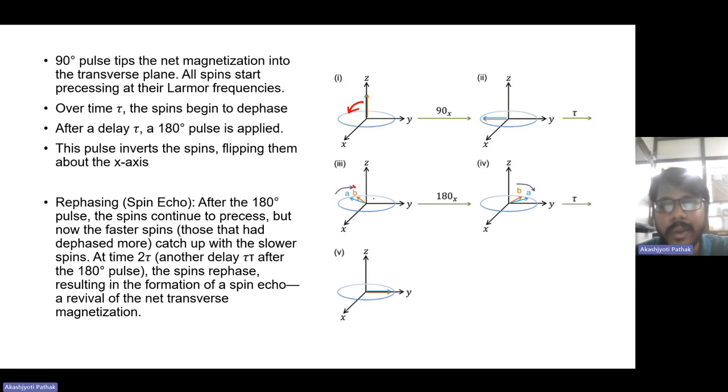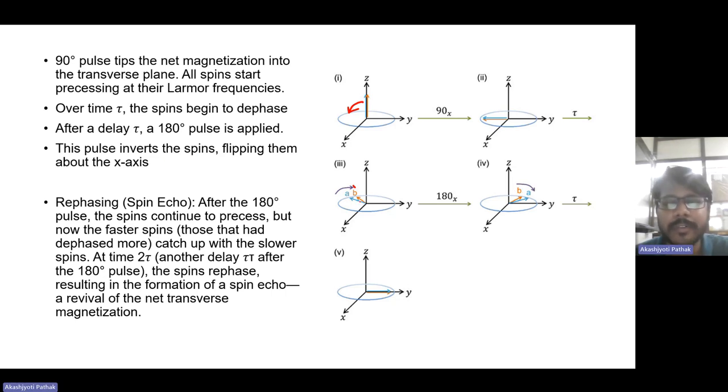You have not applied a 90-degree pulse, you have applied a 180-degree pulse. So they will completely flip about the x-axis, and their rotation will change. Okay. So now what happens is that this pulse inverts the spin.